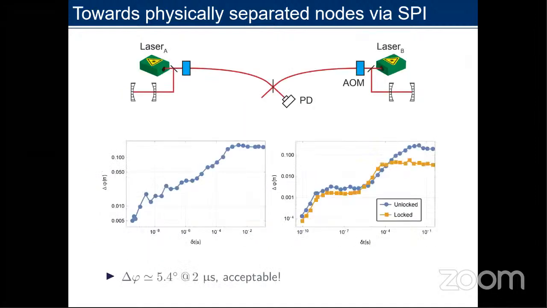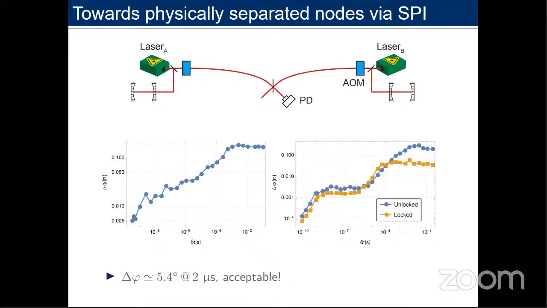We have got some very preliminary results. The left panel shows drift of phase difference between two independent lasers locked with ultra-stable cavities. Within 2 microseconds, it merely drifts around 5.4 degrees, which is totally acceptable.